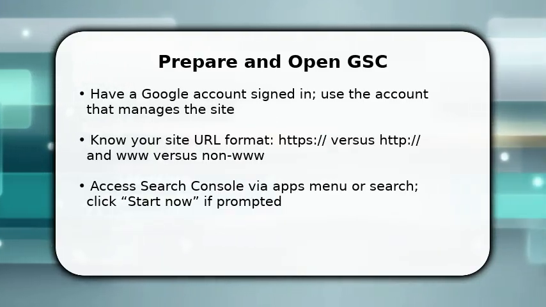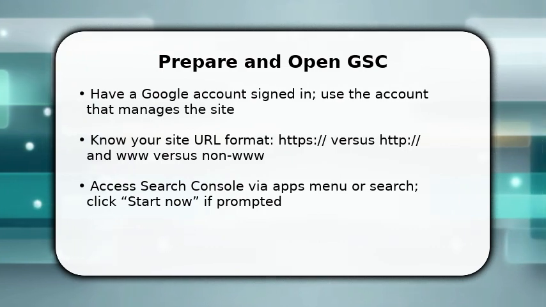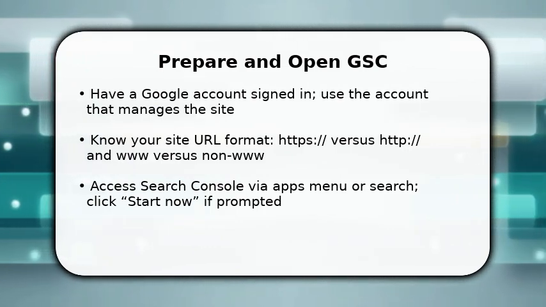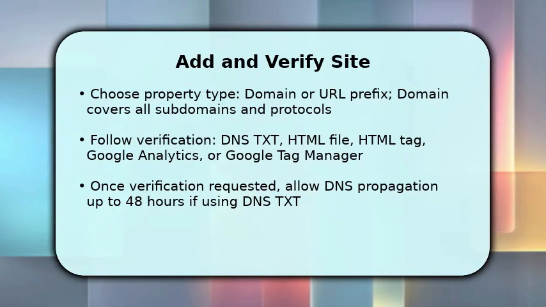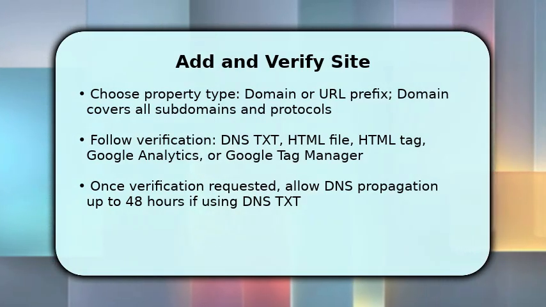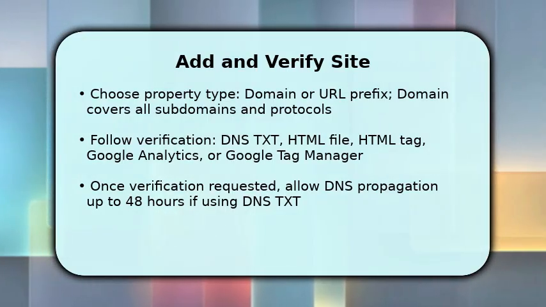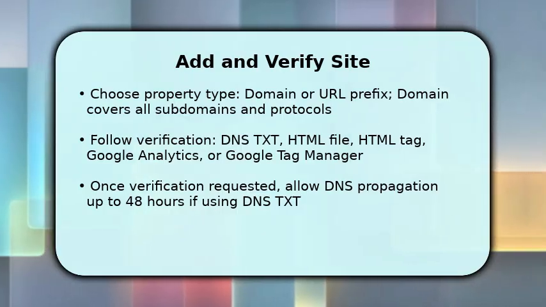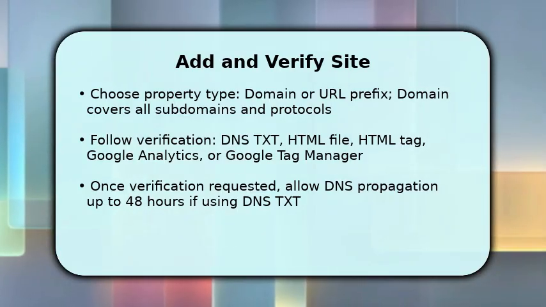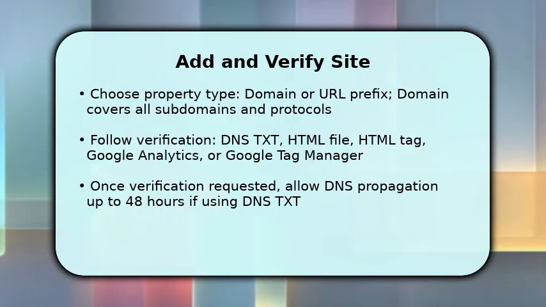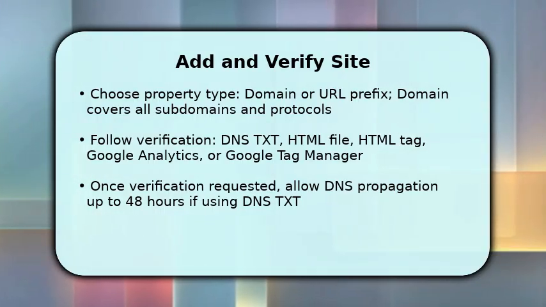From here, you'll add a property. Choose the correct property type to avoid verification errors later. Now add your site property. Choose domain when you need all subdomains and both HTTP and HTTPS covered, or URL prefix if you only need a specific protocol and path. Click Add Property and follow the verification options.